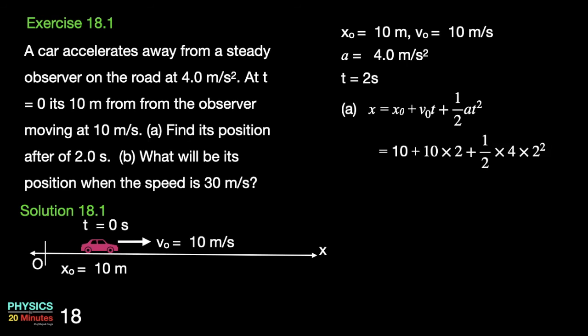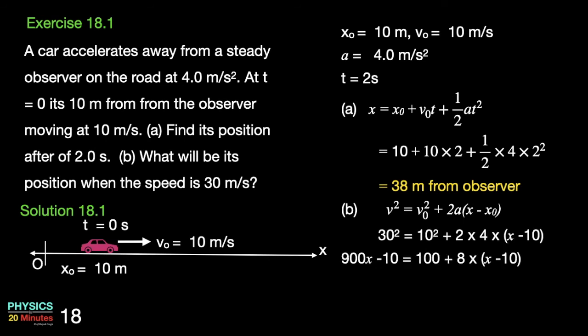We can substitute the values and solve it. The answer is 38 meter from the observer. So initially it was at 10 meter, now it will go to 38 meter from the observer. In B part, the position is given and the speed is asked. So we can use the fourth kinematical equation, v square is equal to v0 square plus 2a(x minus x0). We can substitute the values and solve it. It is 110 meter from the observer.